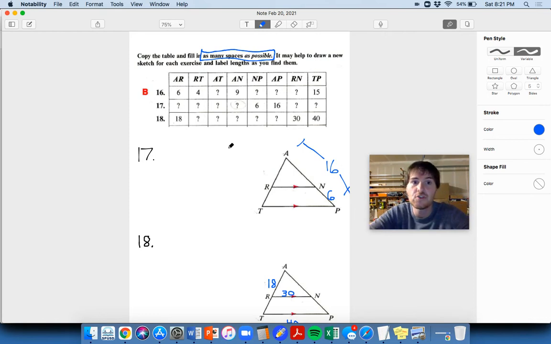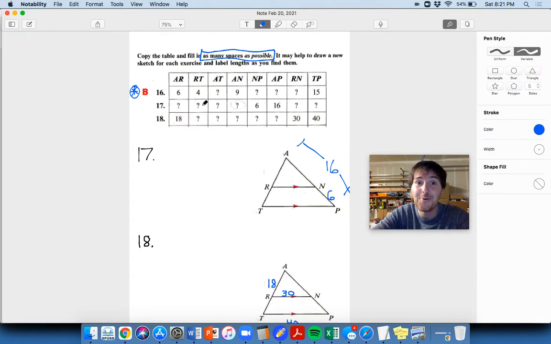It says it may help to draw a new sketch for each exercise and label the lengths as you find them. Well, I already have that set up. I highly recommend that you do that too because, hey, these are B-level problems, okay? B-level problems start getting a bit harder. And as we've seen so far this year, some B-level problems are pretty darn tough, approaching C-level. So anyways, number 16 wasn't too bad. Maybe we can talk about that one at the end.